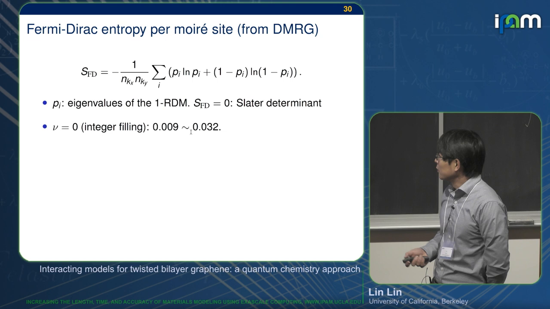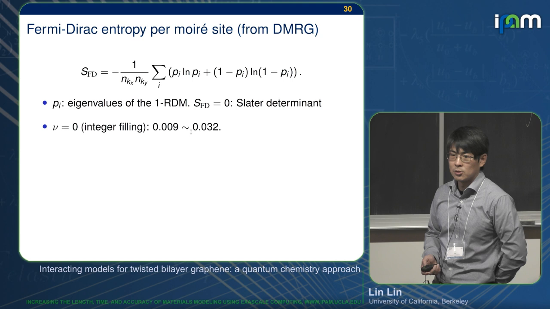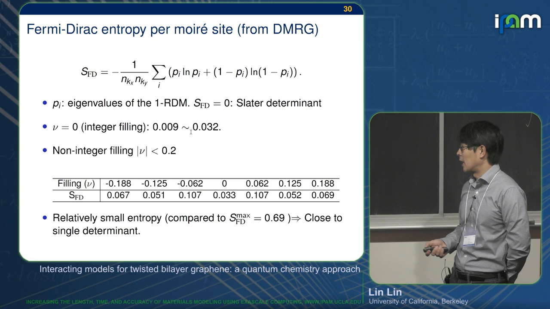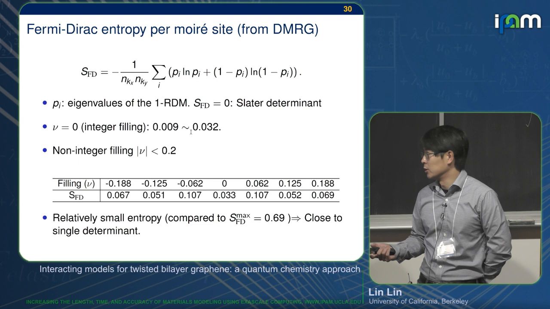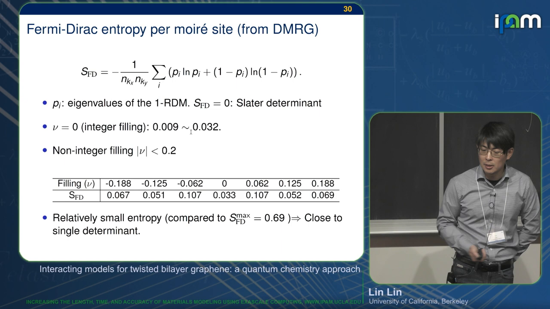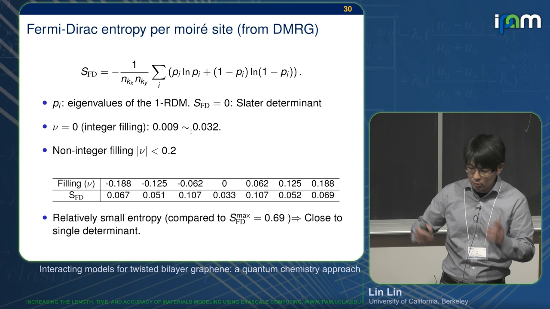So for nu equals zero, integer filling, this is very small, like 0.009, so very close to a single Slater determinant. When you go to non-integer filling, the Fermi-Dirac entropy will increase, but compared to the maximal possible value, 0.69, this is still very small. So you can say that the near-integer filling regime is still very close to a Slater determinant. We know that at some point this picture must break down, given that physicists predict when nu equals minus 2/3, it can possibly be, for example, a fractional quantum Hall state. So at some place there will be a qualitative change that we don't know yet.